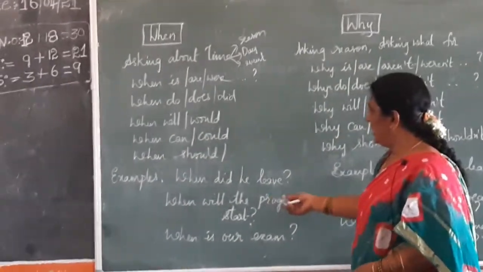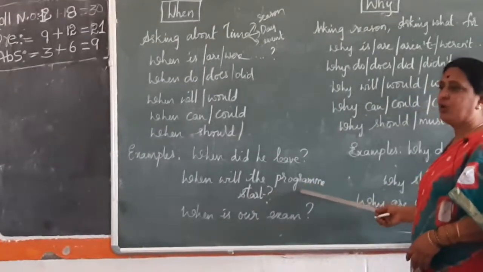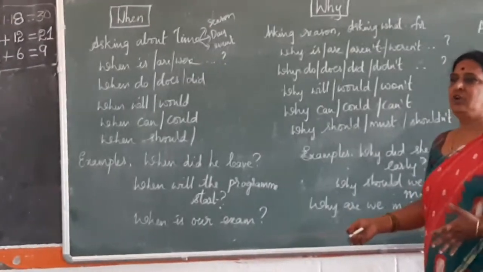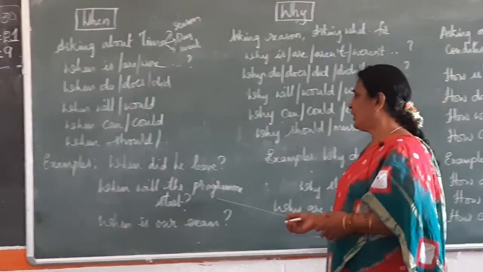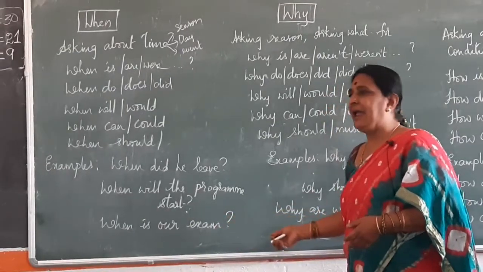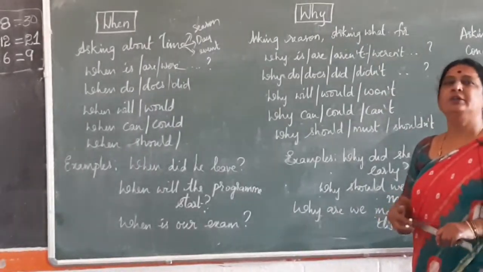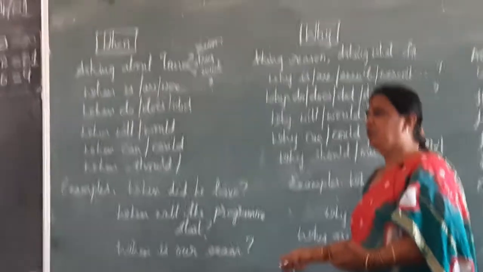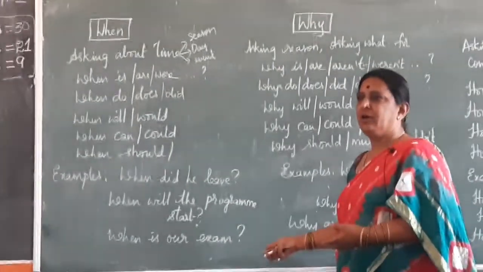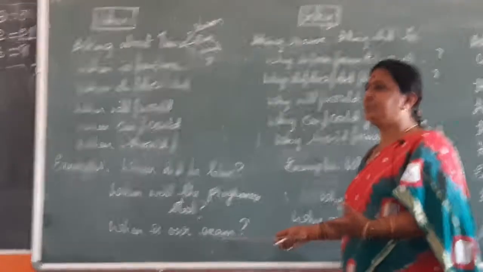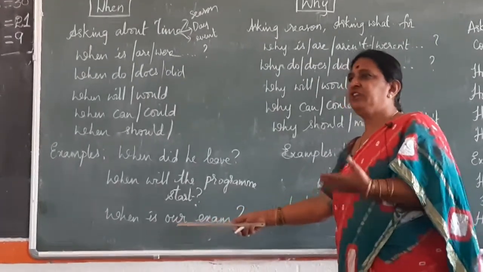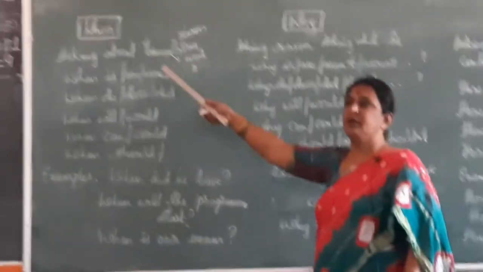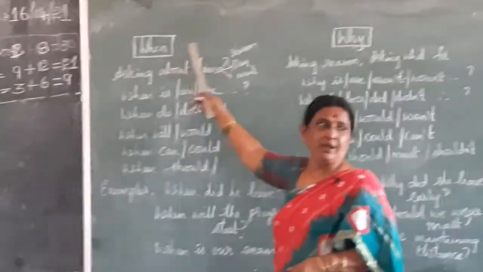For example, when did he leave? When will the program start? If you want to inquire the time, not yet started, when will the program start? And when is our exams? We don't know about our examination. So, it is not clear. When it is unclear, you have doubt about that one. You want to inquire something about the time or in which month or on which date the exam is going on. Then on which date it will be held, then you are going to inquire this way, when is our exam. So, this is about the questioning word when.